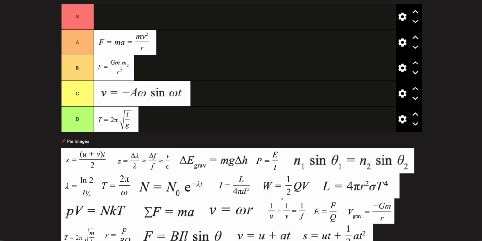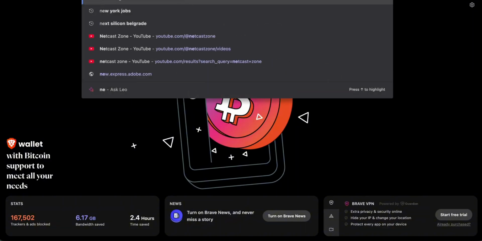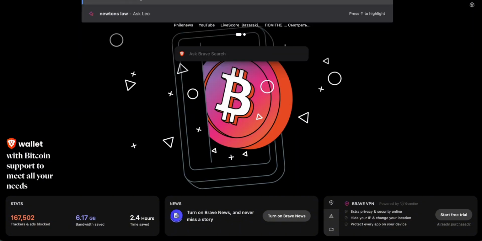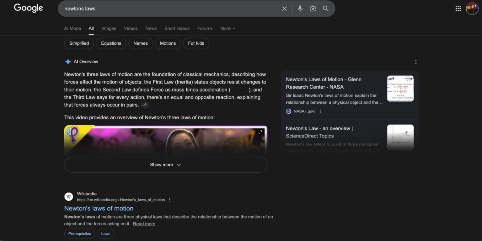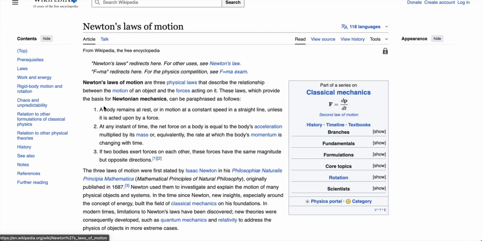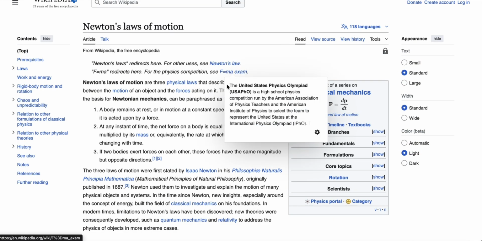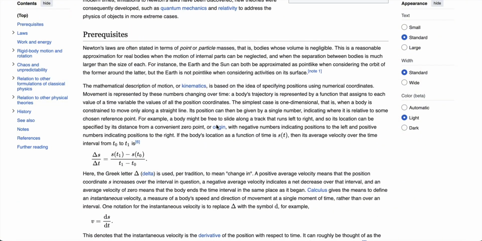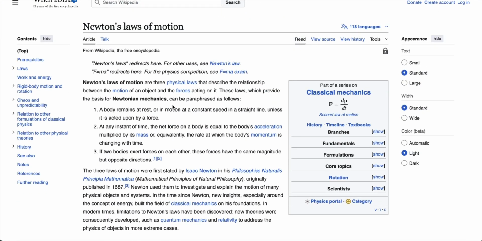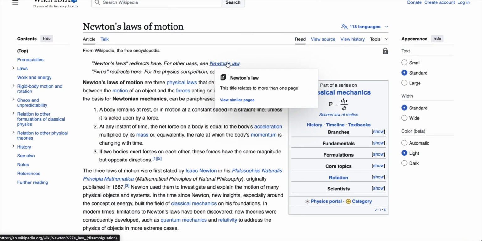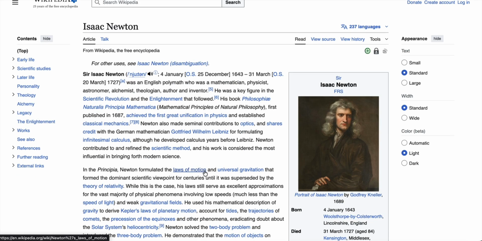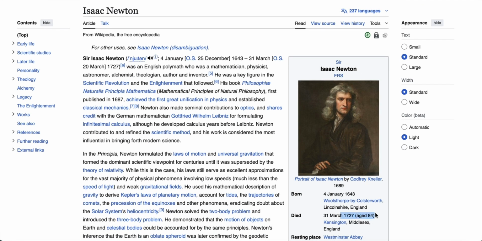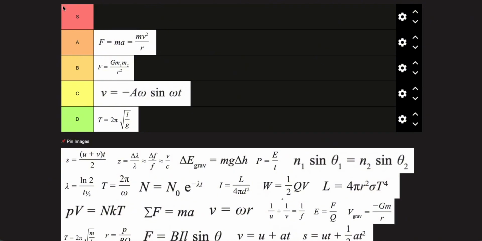Let's see. Maybe, no, shall we Google it? No, yeah, okay, so Newton's laws. Okay, let's see. Newton's laws of motion. Okay, this is a Wikipedia page. Okay, Newton, when did he live? Okay, he died, yeah, 300 years ago. So yeah, I was right. I wanted to check the date. All right, let's move on.